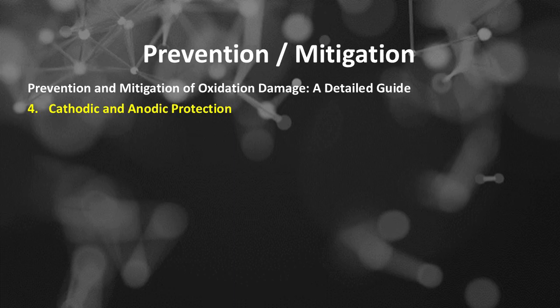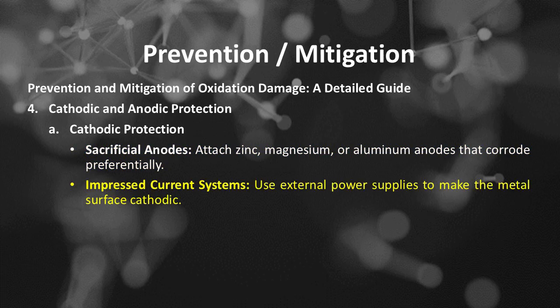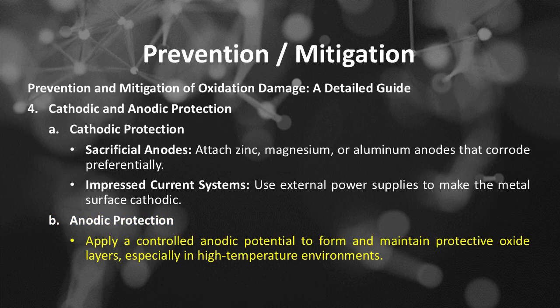Number 4 of prevention and mitigation of oxidation damage is cathodic and anodic protection. Number A is cathodic protection. Sacrificial anodes: attach zinc, magnesium, or aluminum anodes that corrode preferentially. Impressed current systems: use external power supplies to make the metal surface cathodic. Number B is anodic protection. Apply a controlled anodic potential to form and maintain protective oxide layers, especially in high-temperature environments.